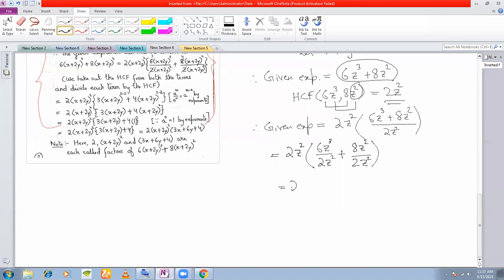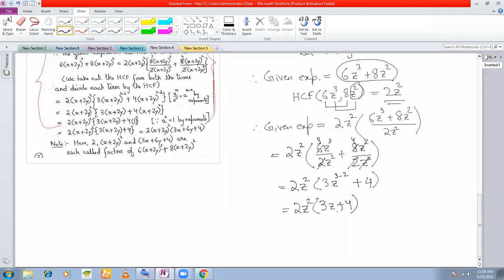Okay, so you get 2z square, and here this cancels 3 times, and here you get 3z to the power of 3 minus 1, 3 minus 2, plus this cancels here. You can cancel z square also, no problem. So you get simply 4. So what you have is 2z square into 3z plus 4.